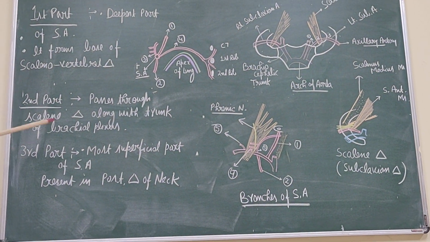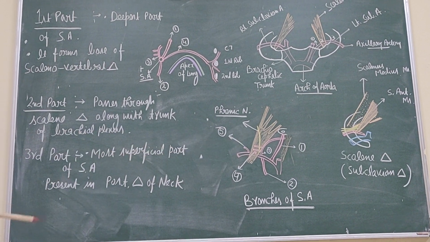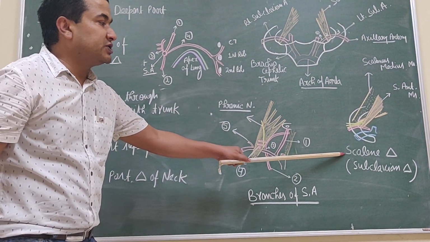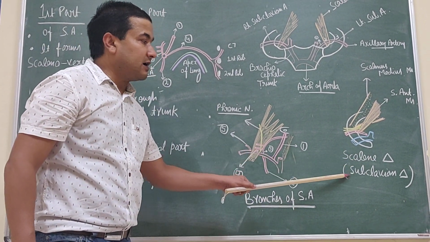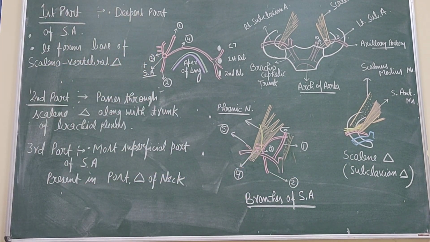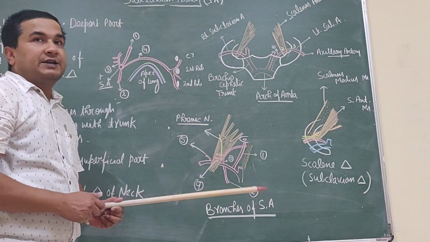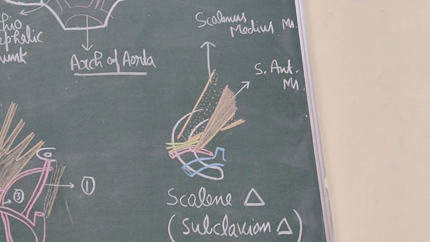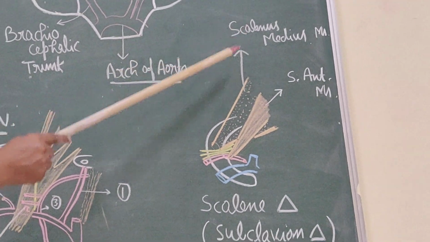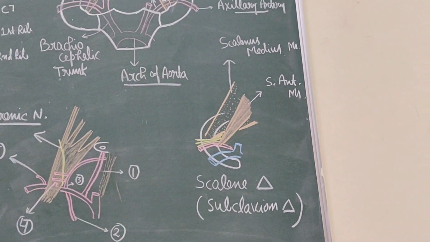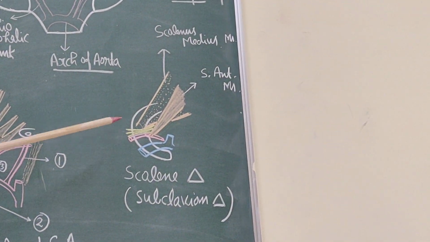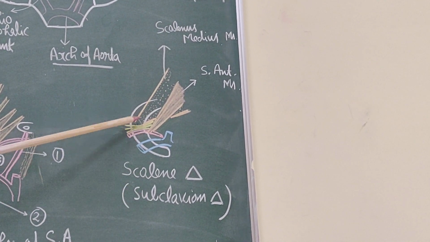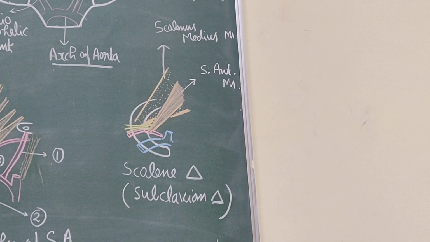This part passes behind the scalenus anterior muscles. It passes through a triangle. This triangle is known as the scalene triangle or the subclavian triangle. This scalene triangle is anteriorly bounded by the scalenus anterior muscles, while posteriorly it is bounded by the scalenus medius muscles, while the floor of this triangle is bounded by the superior surface of the first rib.